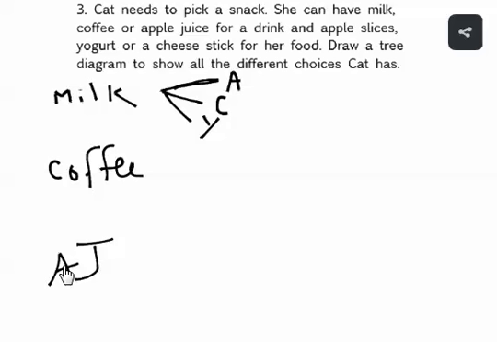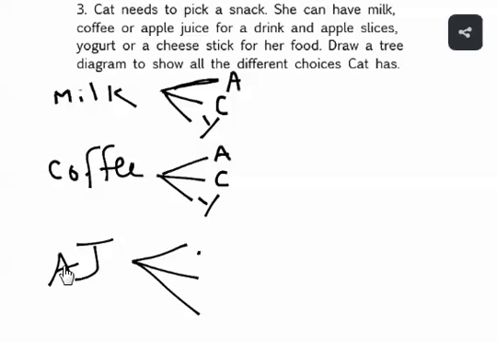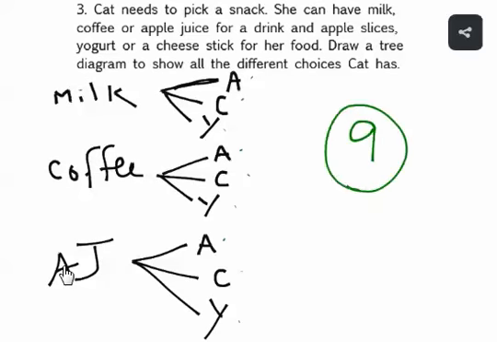Okay, well, milk gets that, but so does coffee. If she orders a coffee, she still has the choices of apple slices, cheese, or yogurt left. And same thing if she orders apple juice, she still has all 3 of those choices. Apple slices, cheese, or yogurt. Okay, again, let's count up how many options that is. She has 1, 2, 3, 4, 5, 6, 7, 8, 9 options that she can choose from for her snack.